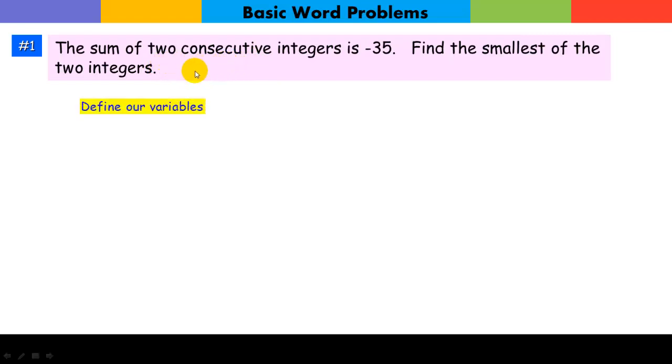So the first thing we're going to do is define our variables. We have two things we're looking for: consecutive integers, so it's two in a row, just like we had the 5, 6. We have one smaller than the other. So what I really like to do in these problems is say my smaller integer is X. So what would the larger integer be?